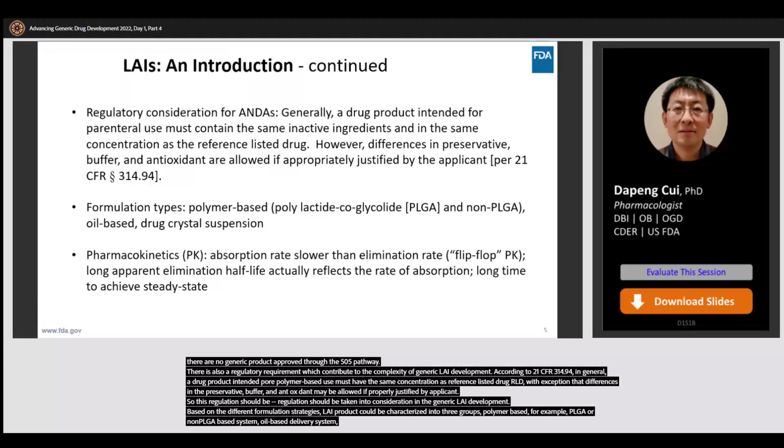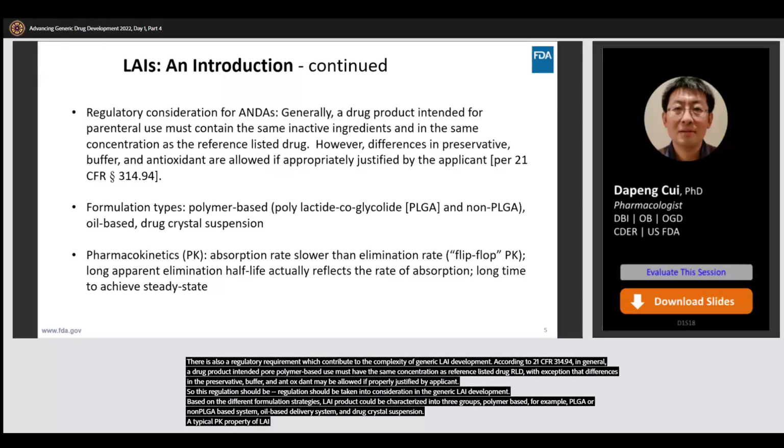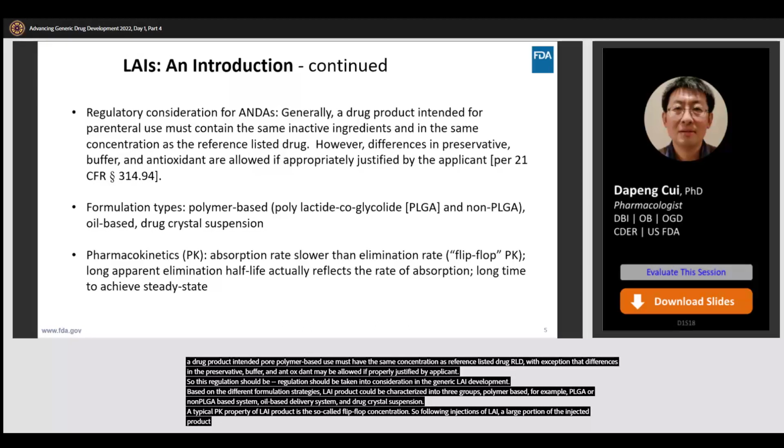A typical PK property of LAI product is the so-called flip-flop concentration time profile. So following injection of LAI, a large portion of the injected product initially remained in the dosage form in the injection area. The absorption rate from the injection site is slower than the elimination rate from the systemic circulation. Therefore, the long apparent half-life of LAI actually reflects the rate of absorption, and the time to steady state is also a function of the absorption rate.